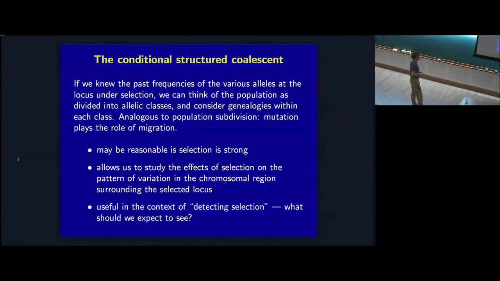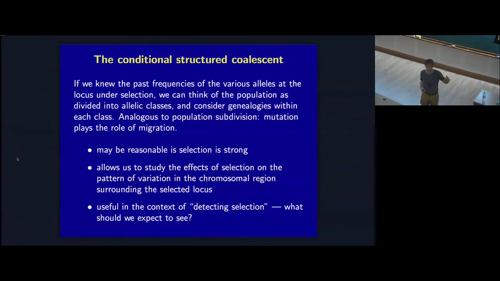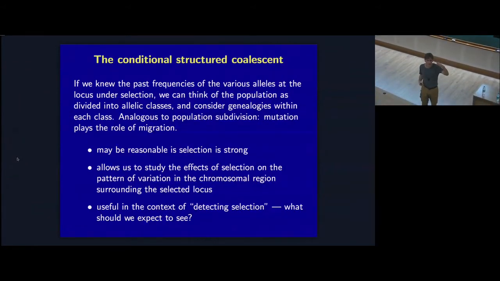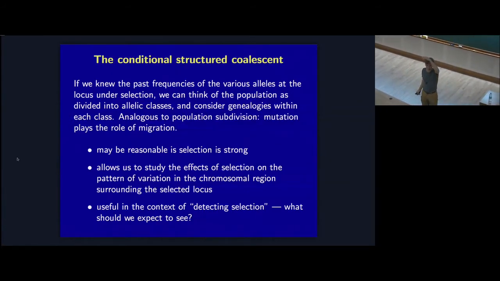Well, this may be reasonable if selection is strong, because then sometimes the trajectory of the selected allele is actually deterministic. This model was invented for balancing selection, where people imagined that there were two alleles that had been maintained at almost constant frequency for a very long time. But you can do the same thing for a selective sweep. You can simulate a selected locus sweeping through a population forward in time, fix that, and then think about the neutral variation around it.